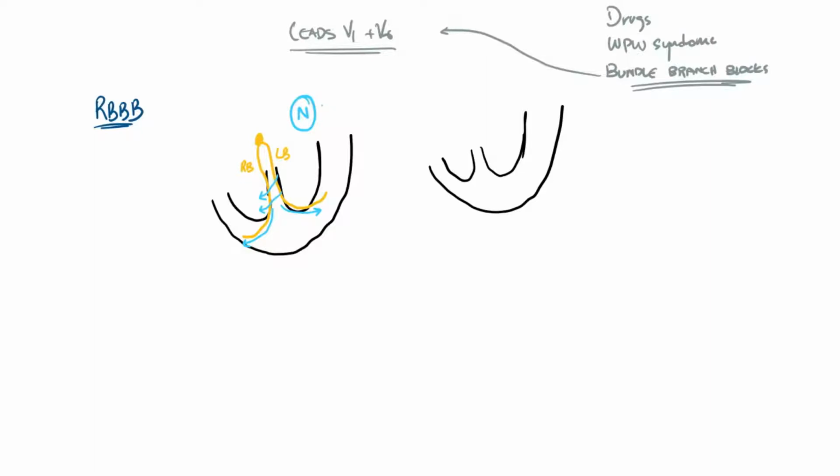Let's consider a right bundle branch block. So consider the fact that in this heart, the right bundle has been surgically excised from the heart, and you only have the left bundle branch. We'll make a lead V1 over here and a lead V6 right here. And we're going to make the ECG leads over here as well.